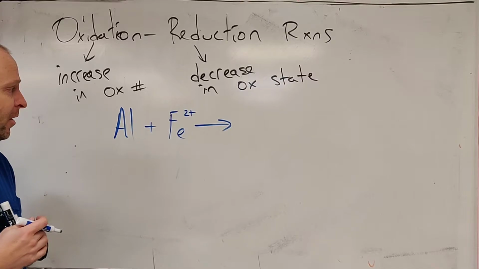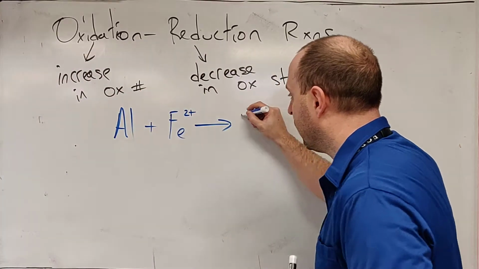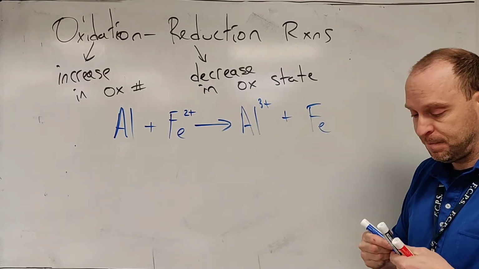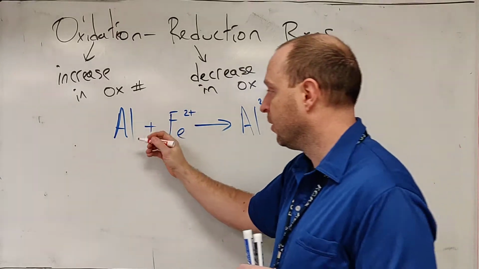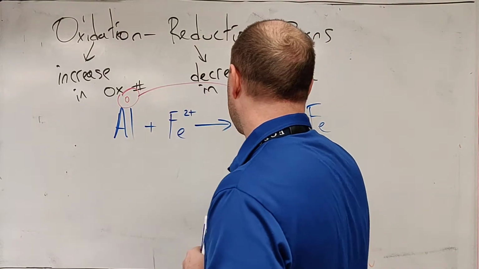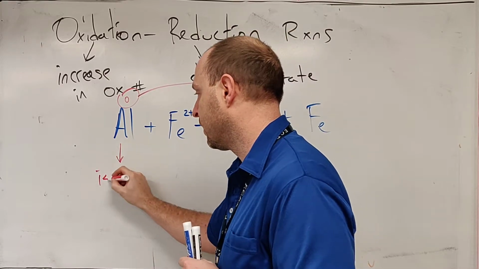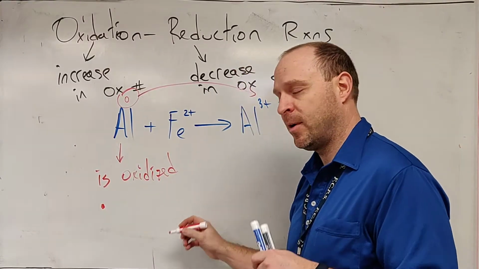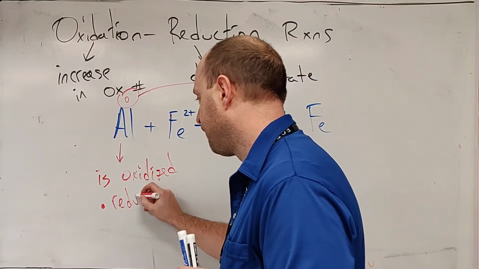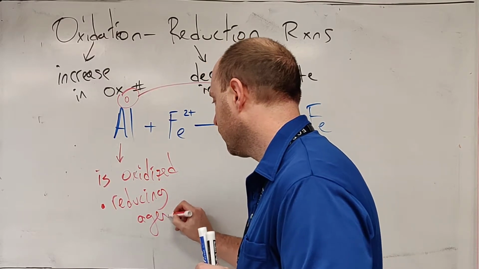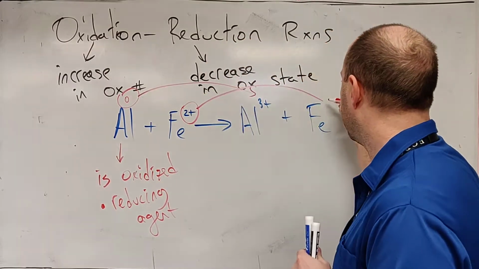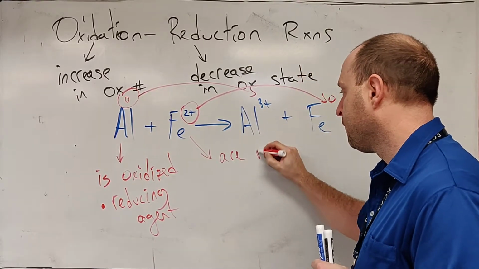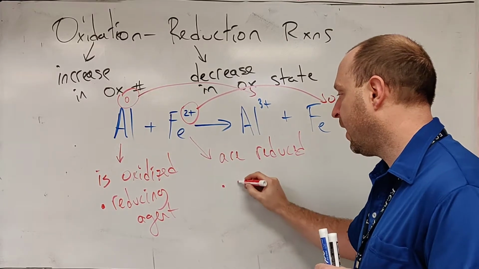There's an energetic favorability to that. So you end up with the aluminum oxidized and the iron in its reduced state. And literally, that's our terminology. Aluminum goes from a 0 in its elemental state to a 3+, so the aluminum is oxidized, right? Which makes it, as we look at this terminology again, the reducing agent. All right? And the iron goes from a 2+ to a 0, so the iron ions are reduced, which makes it the oxidizing agent.